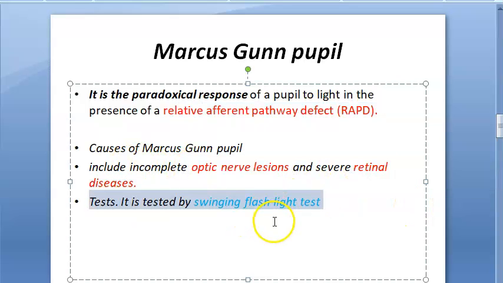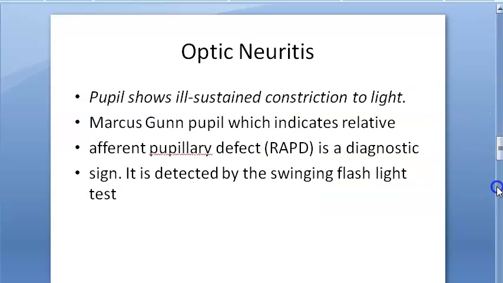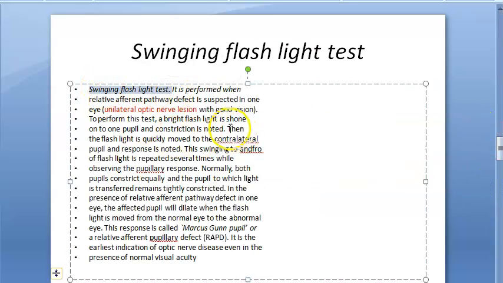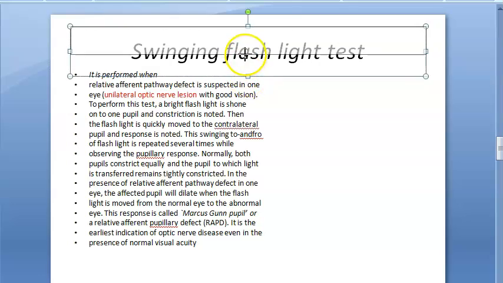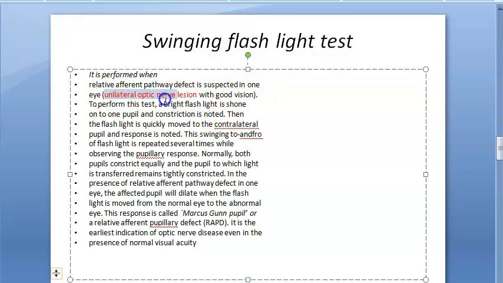How will you test it? By swinging flashlight test. So basically they are going to swing the light from one eye to the other. It is a relative check, okay? Pay attention here, guys. The lesion, if it is on one side, then only you can make out, okay? It's a relative condition. You'll compare it with the other eye, okay? So unilateral optic nerve lesion with good vision. Even vision should be good. That means there is a lesion, but the vision is still good. So it's an early indication kind of a thing.